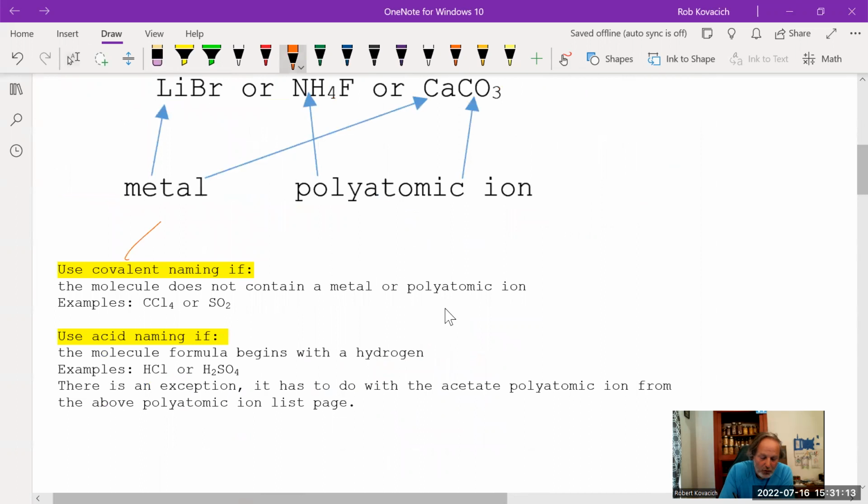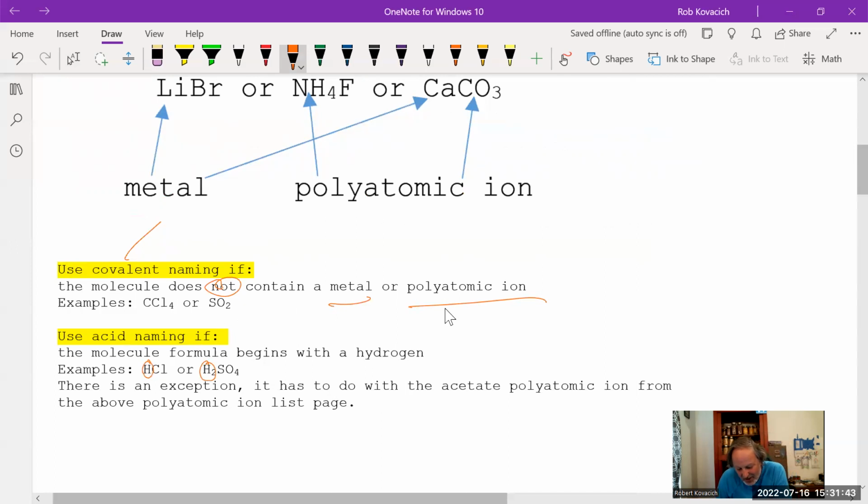I'm going to name it as a covalent compound if there are no metals or polyatomic ions, like CCl4. That's carbon and 4 chlorines, no metals, no polyatomic ions. SO2, that's sulfur and oxygen, both nonmetals. So that's no metal, no polyatomic ion, and I would name those as covalent. And again, if I'm doing an acid, it starts with an H. So here's hydrochloric acid, starts with an H. Here's sulfuric acid, starts with an H.